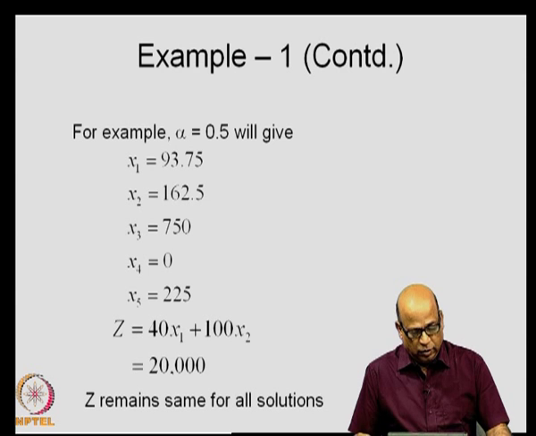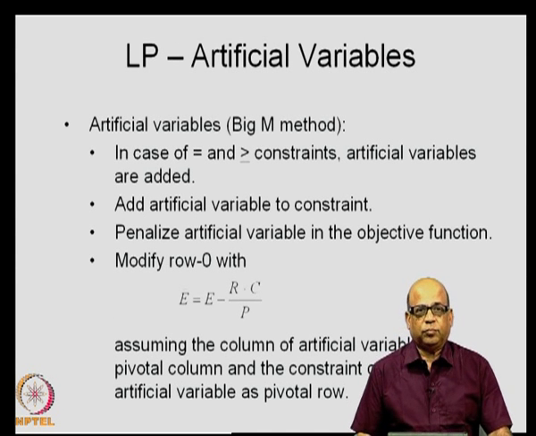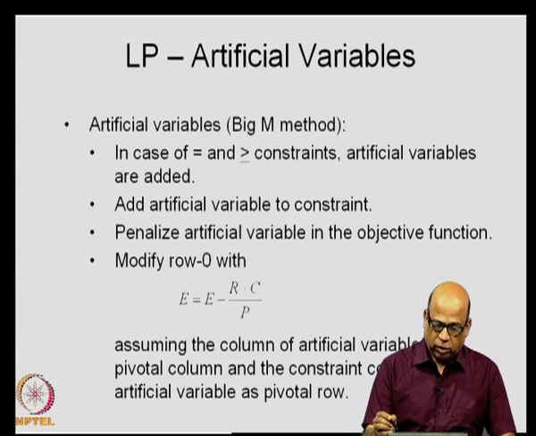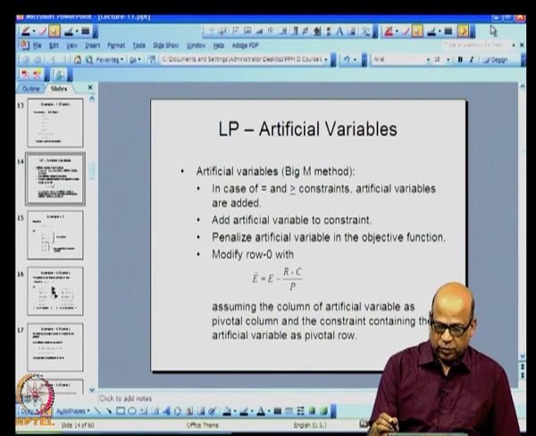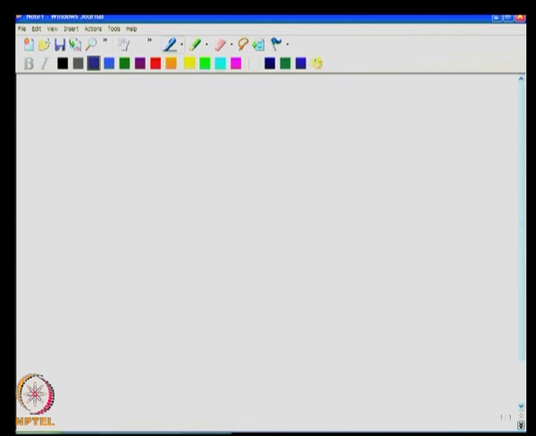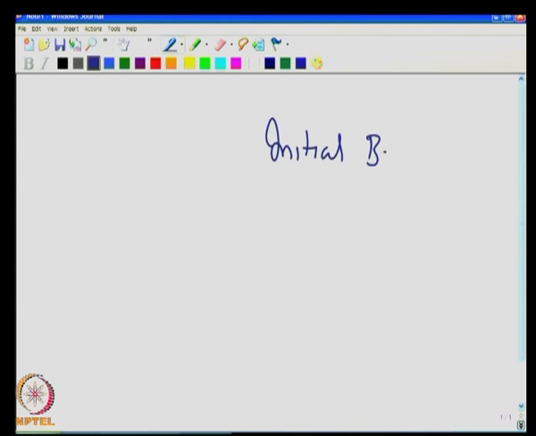Then we have another situation now, where we need to introduce what are called artificial variables. Let us look at the background for why we need to introduce artificial variables. The simplex table requires that you start with an initial basic feasible solution. Remember, we start the process with an identification of the initial basic feasible solution. How did we do this?